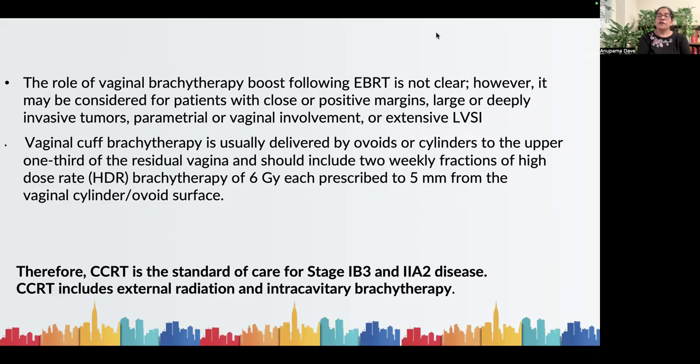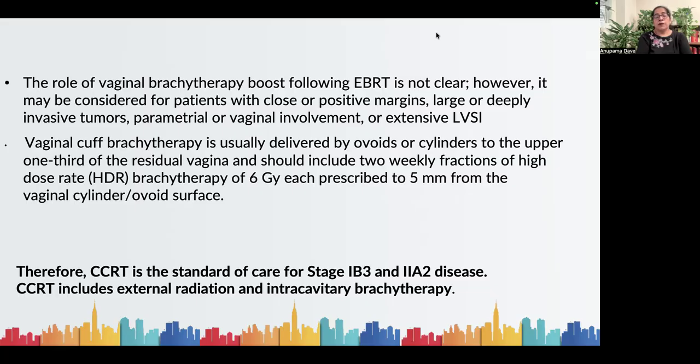This vaginal cuff brachytherapy is usually delivered by ovoids or cylinders to the upper one-third of the residual vagina and should include weekly fractions of high dose rate brachytherapy of 6 grays each, prescribed to 5 mm from the vaginal cylinder or ovoid surface.